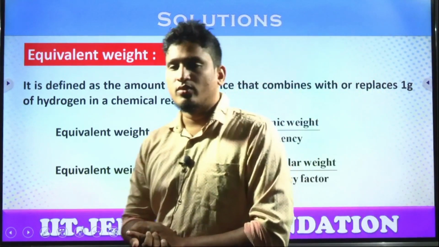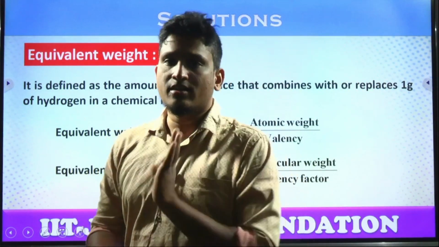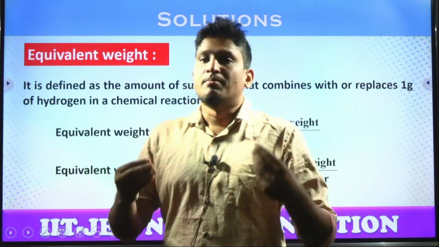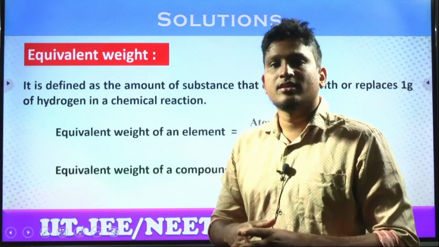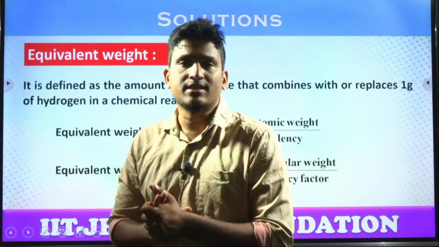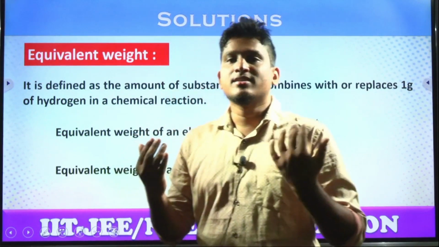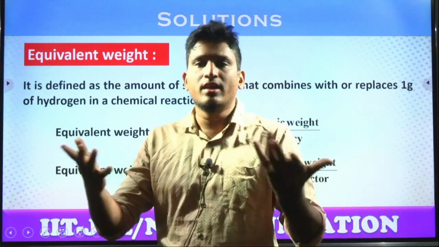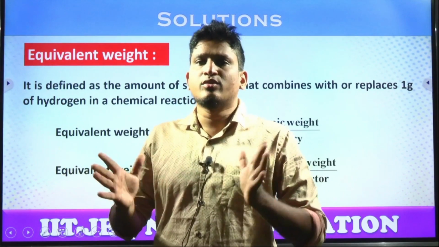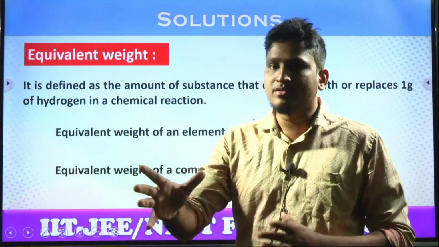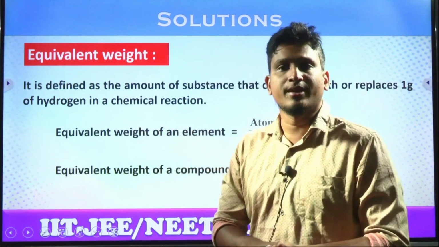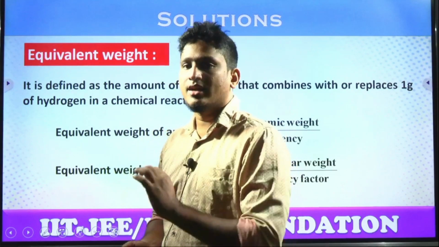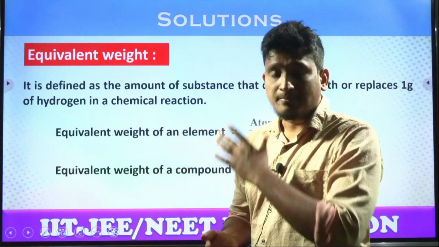Equivalent weight. Formula weight you already have clarity on, for ionic compounds. What is equivalent weight, students? Equivalent weight is the mass of a substance which combines with 1 gram of hydrogen. Why do we have this equivalent weight? In the olden days, to measure everything, they used to compare with hydrogen, the very first element. That's why we got equivalent weight. So the amount of substance that combines with or replaces 1 gram of hydrogen in a chemical reaction is called equivalent weight. So for example, beryllium.